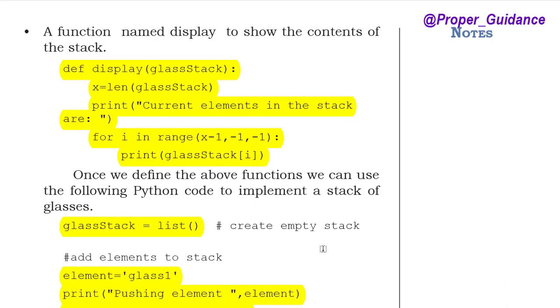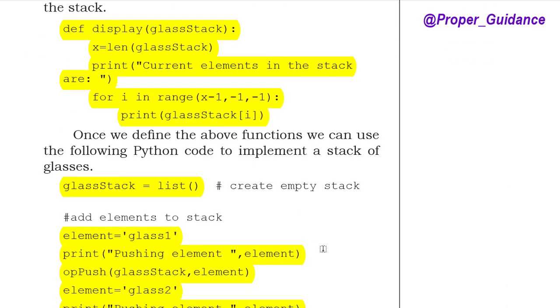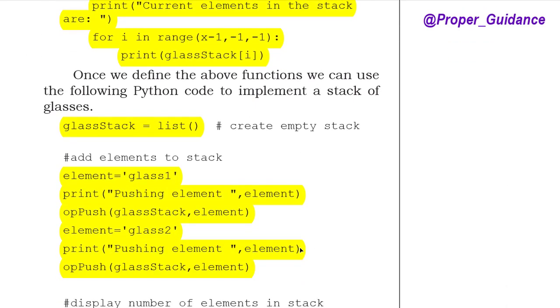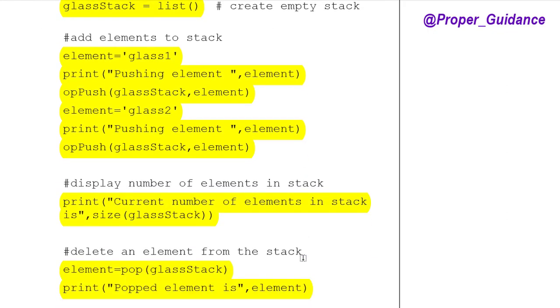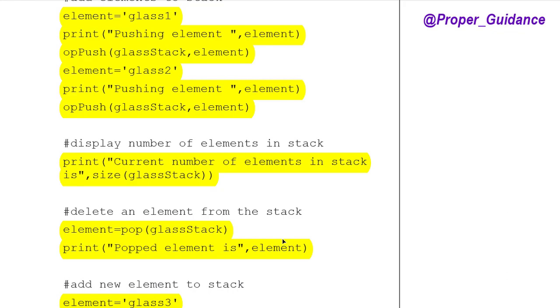Once we define the above functions, we can use the following Python code to implement a stack of classes. That is, class stack equals to list, that is create empty stack, add elements to stack, element equals to class 1, print pushing element of push class stack element, class 2, class 3, and all those things will be printed like this. Display number of elements in the stack, print current number of elements in the stack, size this.